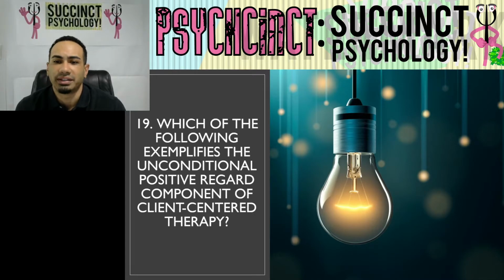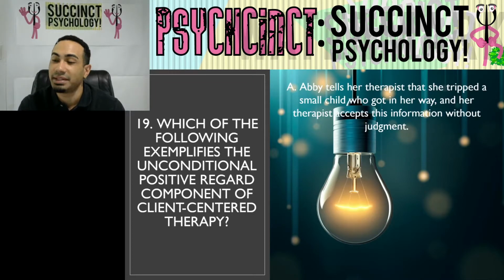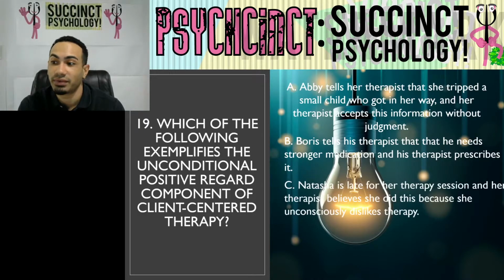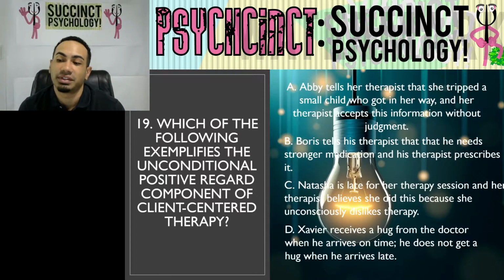Alright, which of the following exemplifies the unconditional positive regard component of client-centered therapy? A, Abby tells her therapist that she tripped a small child who got in her way, and her therapist accepts this information without judgment. B, Boris tells his therapist that he needs stronger medication and his therapist prescribes it. C, Natasha is late for her therapy session, and her therapist believes she did this because she unconsciously dislikes therapy. Or D, Xavier receives a hug from the doctor when he arrives on time. He does not get a hug when he arrives late.